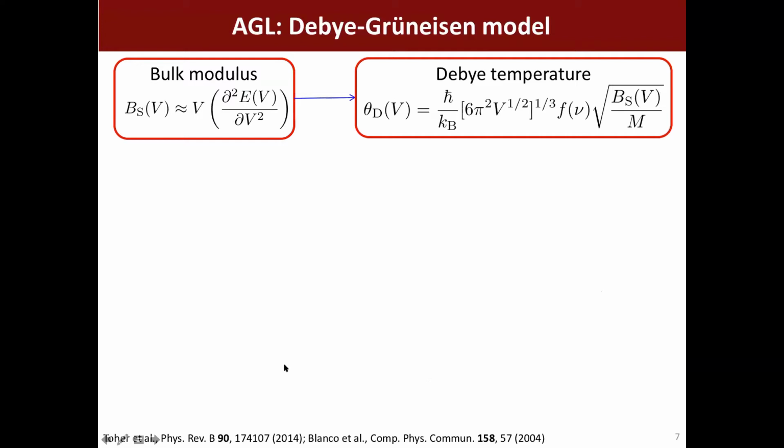From the bulk modulus as a function of volume, you can then get the Debye temperature as a function of volume. One term in particular to note here is this function of the Poisson ratio mu. It's quite a complicated function. You can check inside one of these papers to see the exact form of this function. The other terms are the bulk modulus, the mass, the cell volume, pi, h bar, which is Planck's constant, and this is Boltzmann's constant.